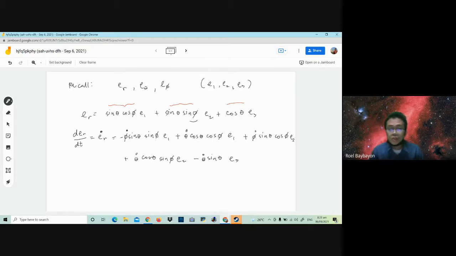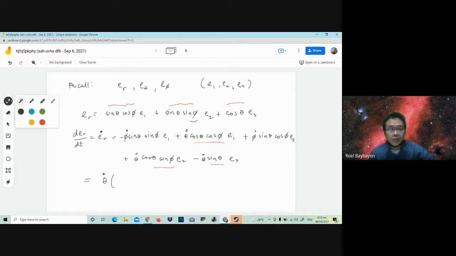So this is actually the e_r dot. But we can write this in terms of the unit vectors. We got five terms, and I can reduce this if I factor out the theta dot terms and the phi dot terms. So we get three terms.